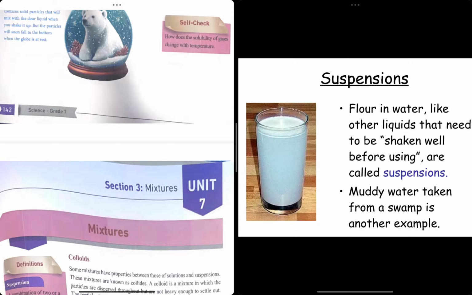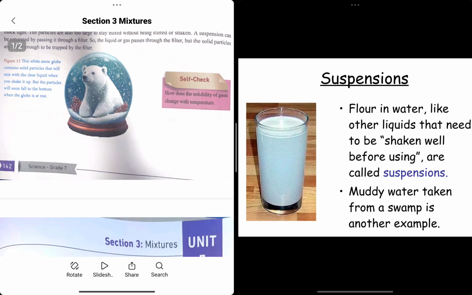And also, in the snow globe, when you shake it, the particles move everywhere, but when you leave it still, they slowly fall to the bottom. This is a clear example of a suspension, as you can see here.